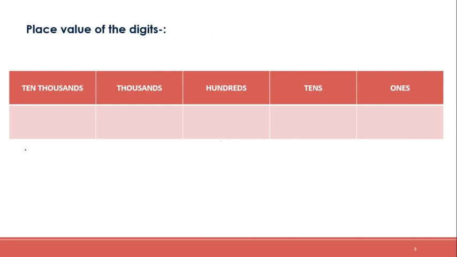Now let's take another example. Let's move to the next page. Let's say I have a number 3, 2, 6, 4. Just tell me what will come at the ones place. What is written at the ones place? It is 4. So with which number will we multiply 4? We will multiply 4 with 1 only. Then after ones, what comes? It comes tens. So 6 with 10. It is 6 into 10, that is 60.